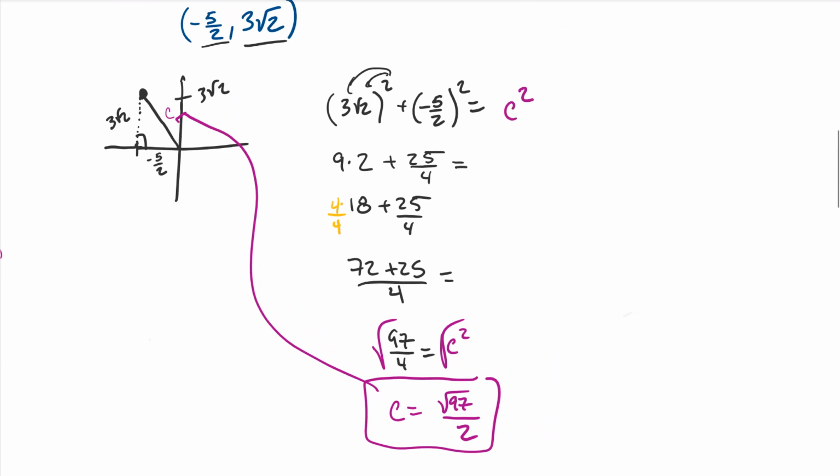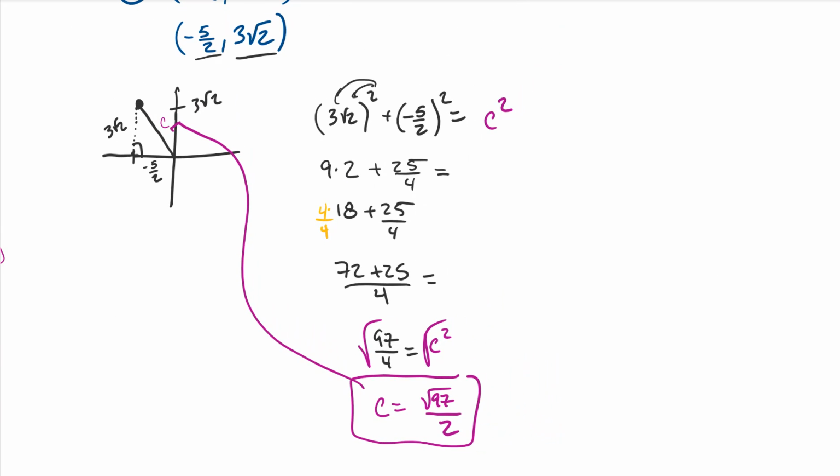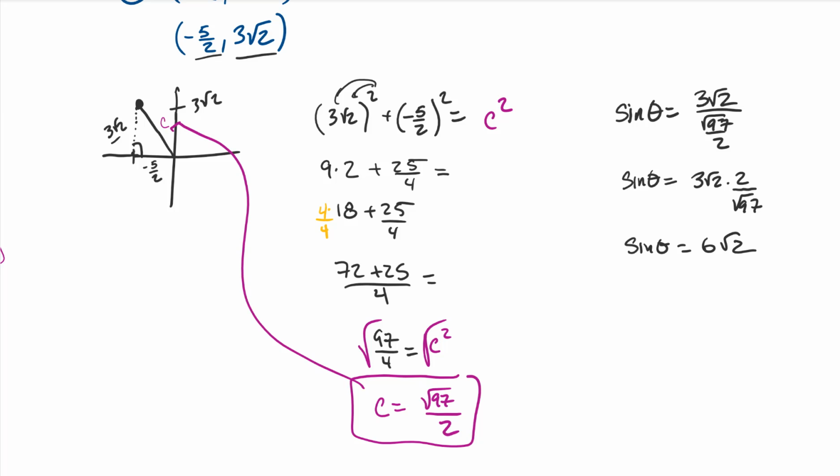Now, once you have the 3 parts of a triangle, the 3 sides, sine, cosine, and tangent, no issue. Sine of theta is going to be equal to 3 root 2 over our c. So 3 root 2 over root 97 over 2. We've got to clean that up. We've got to flip this fraction up and say that sine of theta is equal to 3 root 2 times 2 over root 97. Therefore, sine of theta is equal to 6 root 2 over root 97. I'm not rationalizing that. I'll bet you that simplifies down pretty nicely. Well, I don't know about nicely, but it'll simplify down.